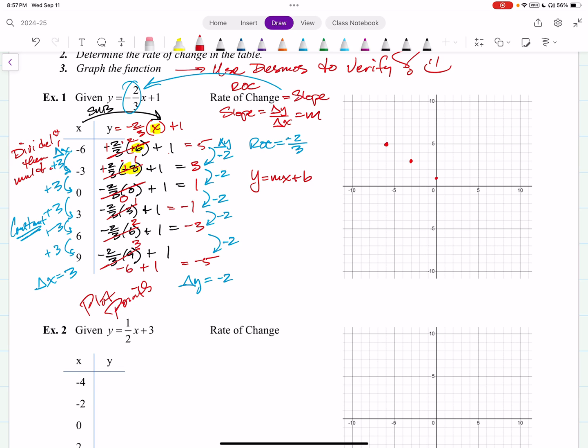0 comma 1 is up 1 from the origin. 3 comma 1 is right 3, up 1. Oh, excuse me. 3 comma negative 1 is right 3, down 1. Okay. And then 6 comma negative 3 is right 6, down 3. Sorry. And then the last one is 9 comma negative 5. So right 9, down 5. All right. That's 9 comma negative 5. That's my last point in the table. All right. And notice they line up in a line, and that's why we call it linear. Okay. They line up in a line, and it's a linear function.